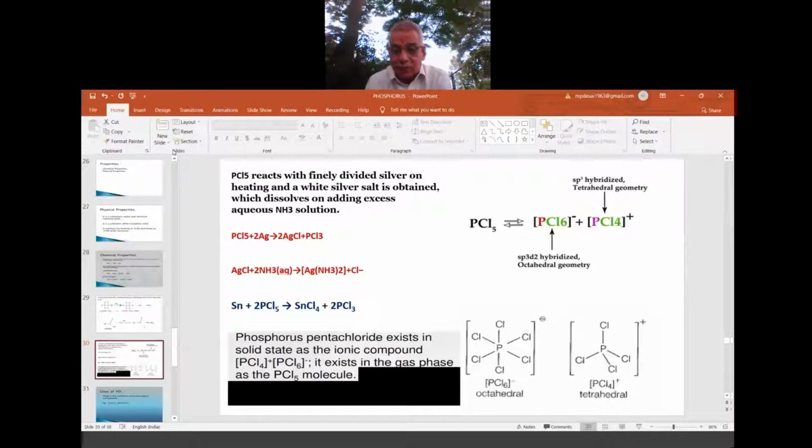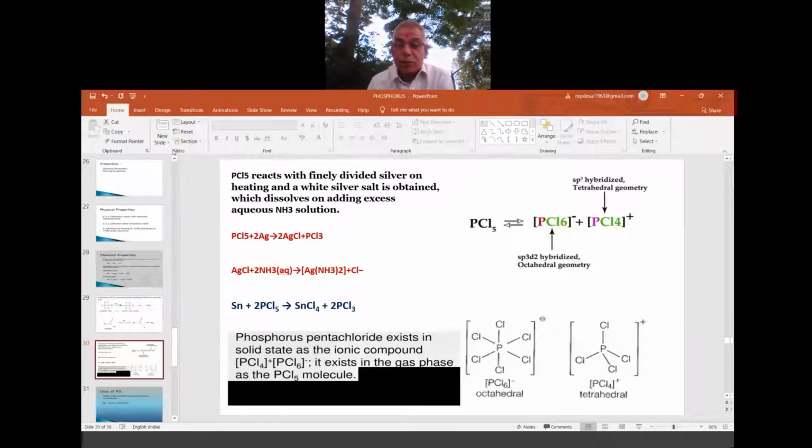Okay, and the structure I have also given. So PCl6 is what? Octahedral, because 6 chlorine atoms are there, no? So 4 on the quadrilateral, one above the quadrilateral, one below the square. It gives the octahedral look, and PCl4 is tetrahedral, because 4 chlorine around the phosphorus gives a tetrahedral shape.